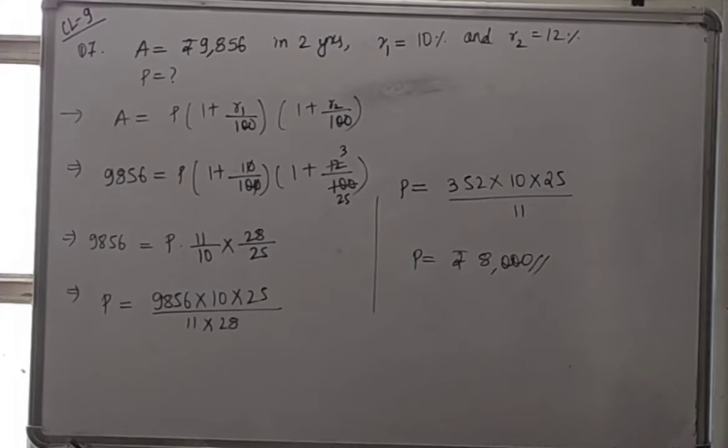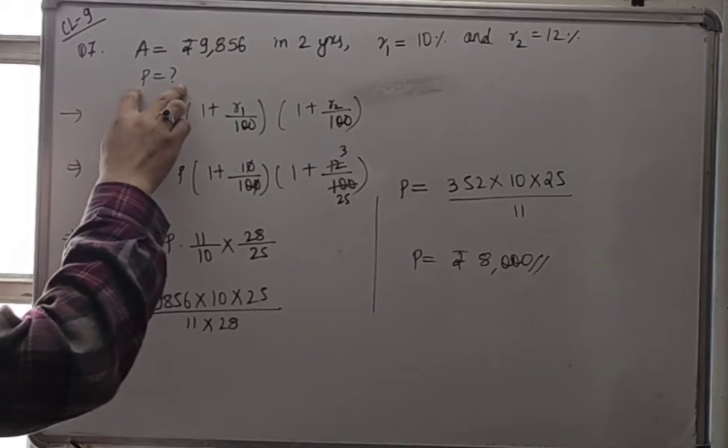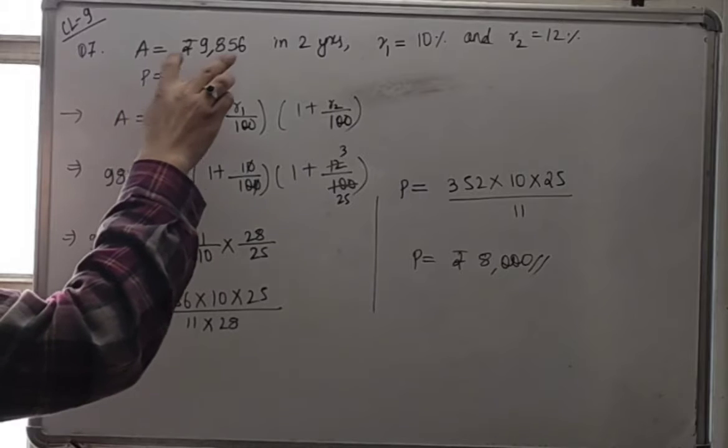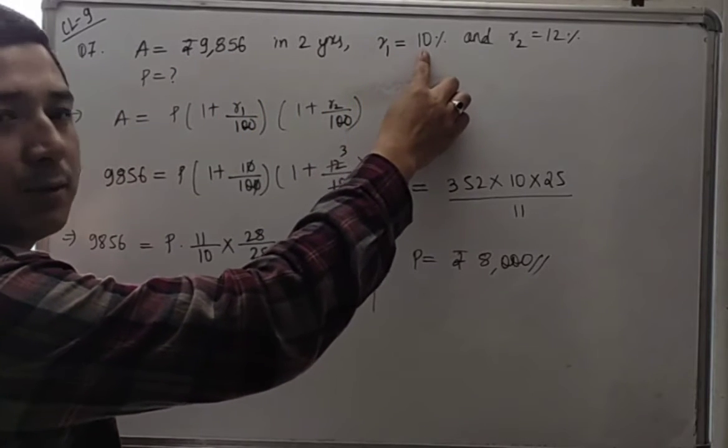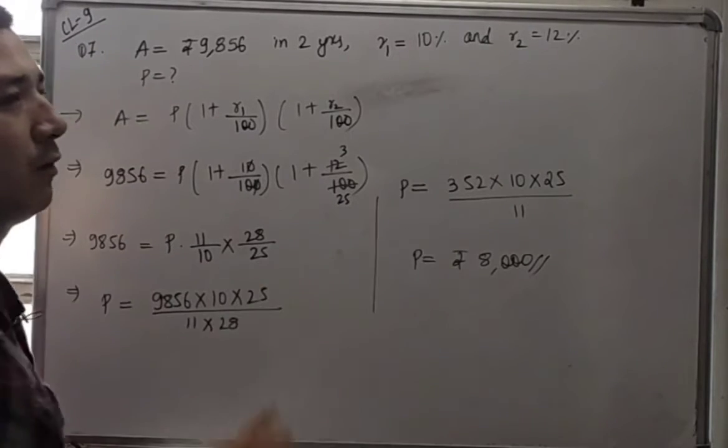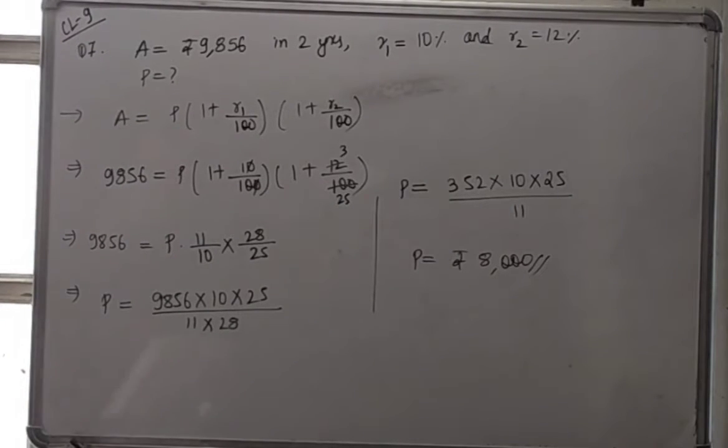All right, boys, let's move ahead with question number 7. Your question number 7 says, what principal will amount to rupees this? What principal means what will be the value of P? What value of P will amount to rupees this in 2 years, if for the first year the rate is 10% and the second year the rate is 12% per annum. So again I need to find P.